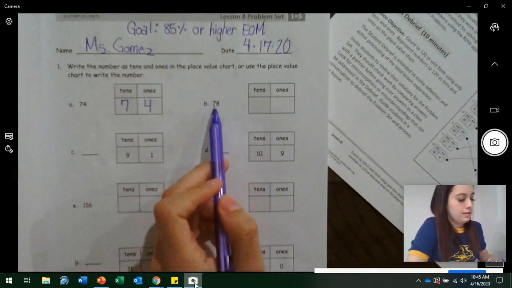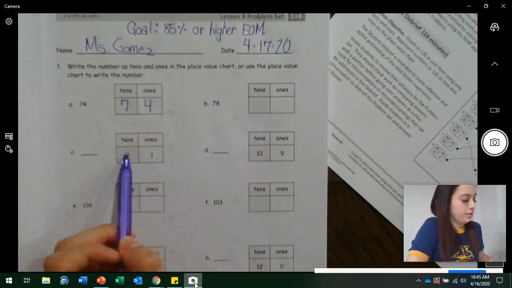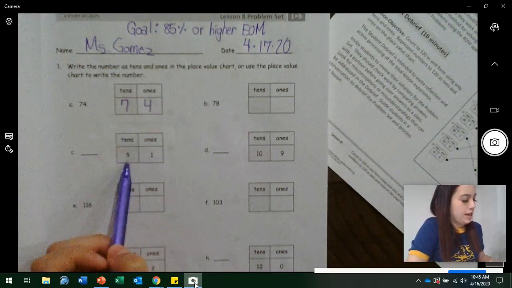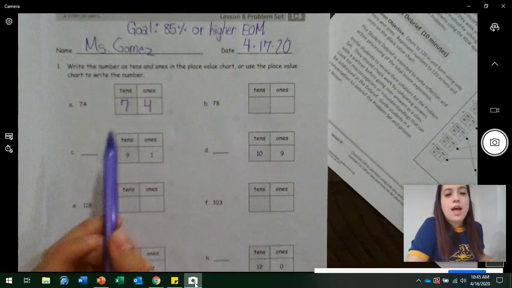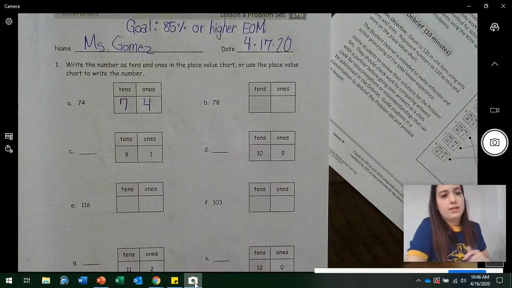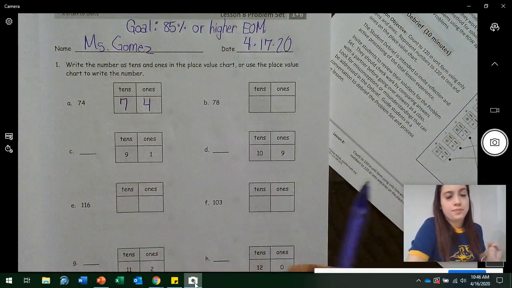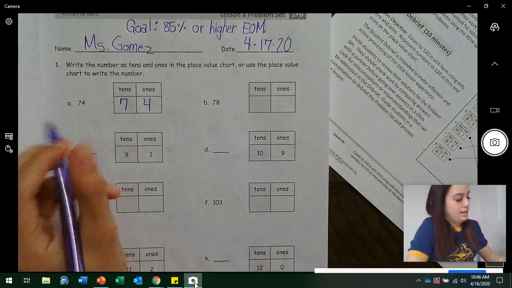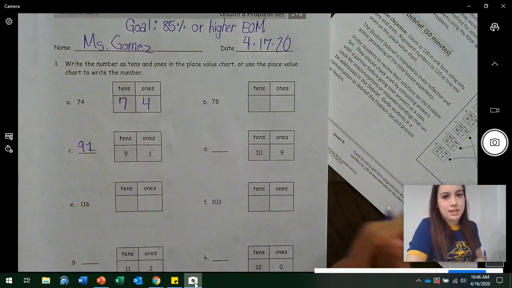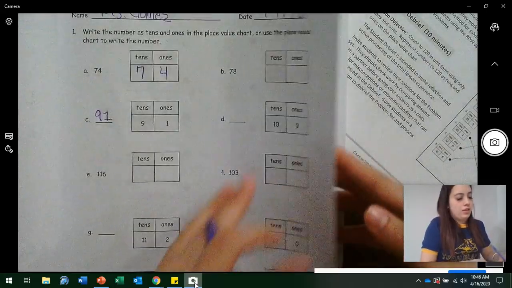How about B? 78. Oh, well, let's do a number that gives us a place value chart, like this one. C. Go ahead and go down to C. The place value chart gives us 9 tens and 1 ones. What number is this the regular way? Get ready. Yes, 91, and that's what you would write on the line. Easy enough, right? Okay, I know you want to go ahead and do it on your own, but you'll have time for that right now.